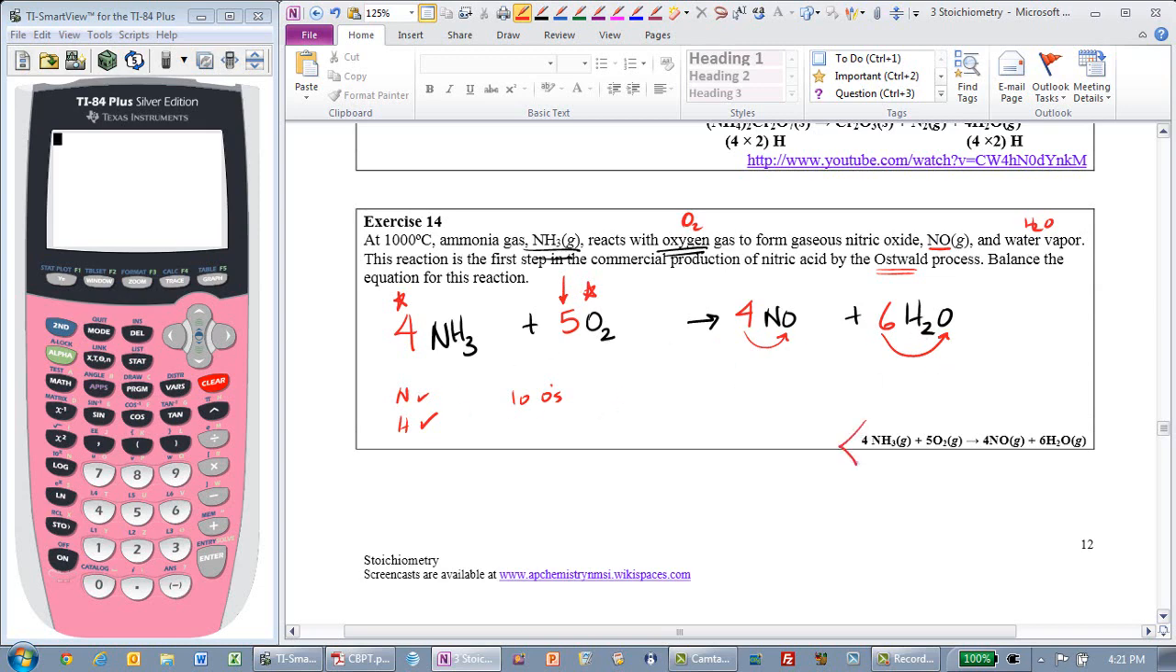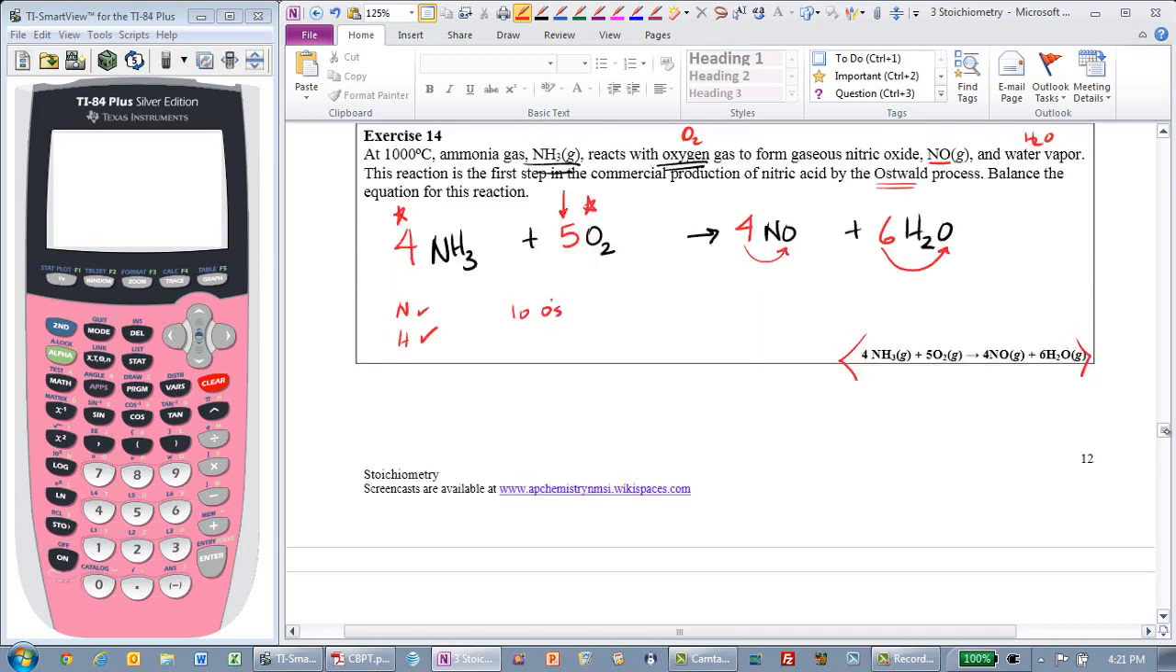You're not going to see something this complex, most likely, on the AP exam, but you are going to see it in your homeworks, because we want your homework to be harder than the AP exam, so that when you get to the AP exam, you're like, piece of cake, I got this.